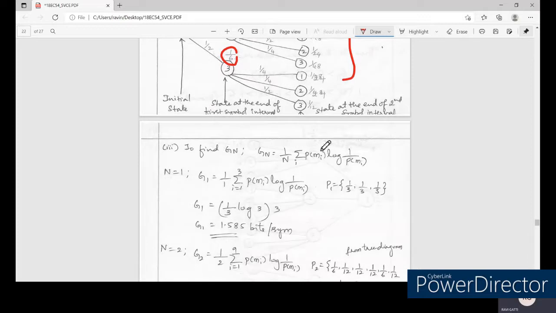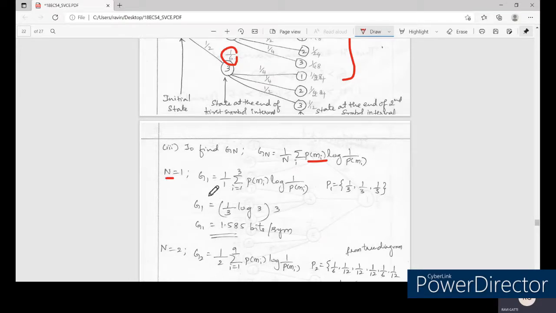Now let us try to find out what this Gn is. In the earlier classes we calculated that Gn is 1 by N summation Pm into log of 1 by Pm, where Pm is the probability of emission of the particular symbol, and N is the number of symbols in a particular message. If you consider the first state at the end of the first symbol transmission, then the message will have only one symbol.